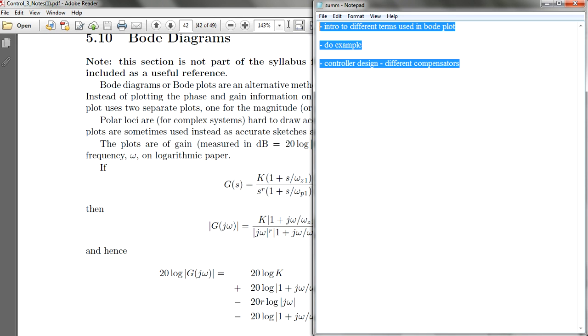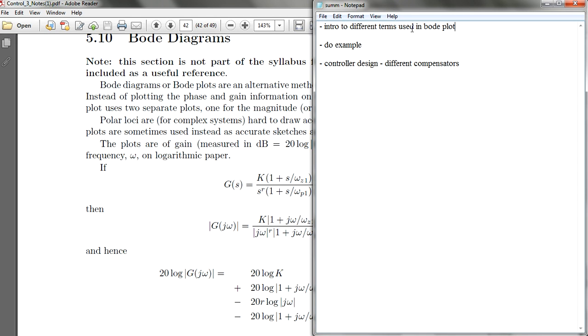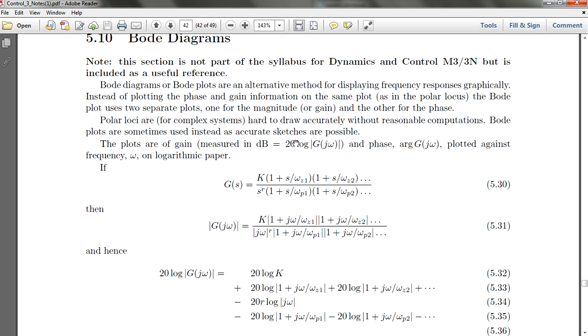This series will talk about, firstly, an intro to different terms used in Bode plot. Then we'll do an example, and then we'll talk about controller design and different compensators. So I'll just talk a lot on here first.